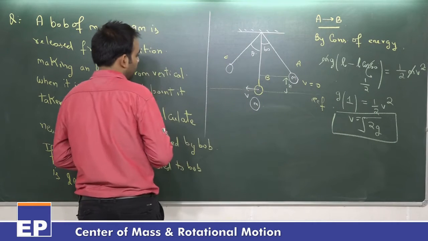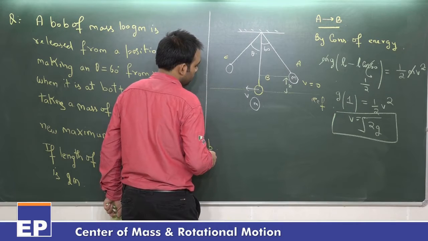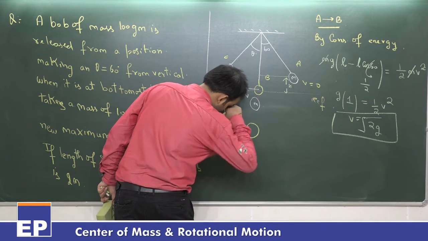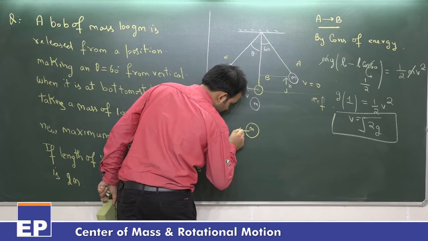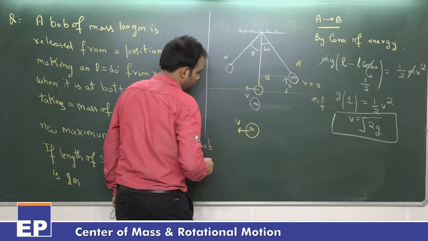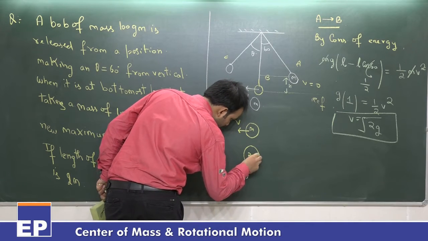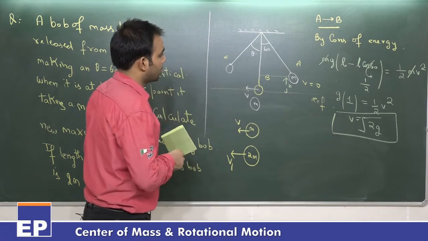ये v से आएगा. But when it collides with this, तो उस टाइम पर क्या होगा? Basically it is like this. It is m, moving with v. And when it collides with 2m, it will become 2m, moving with some speed v1. So with the v1 speed, it will start rising.